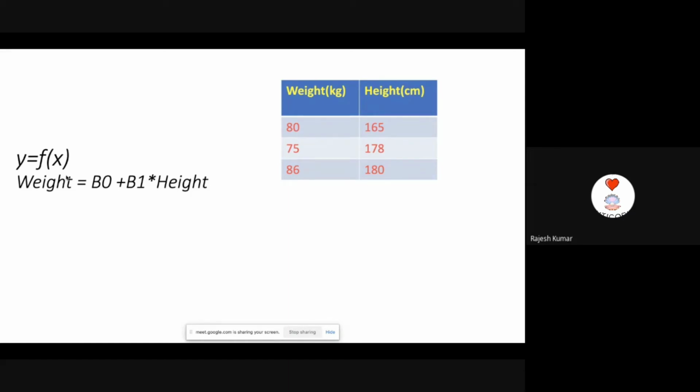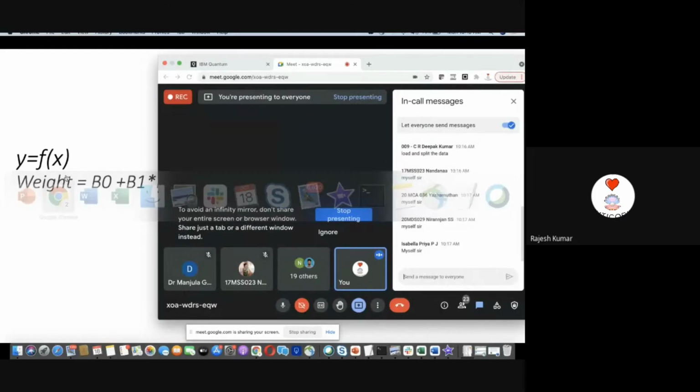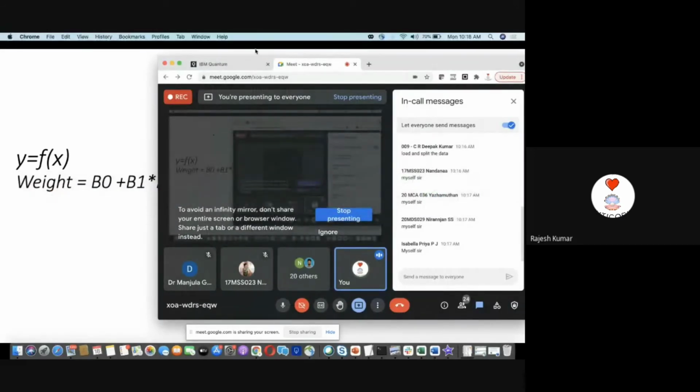So there is an equation given, y is equal to f of x, and there's a data set available, weight and height, and a simple linear equation is given. Weight is equal to b0 plus b1 into height. b0 and b1 are coefficients. Now with this data, I'm asking you to find the coefficients b0 and b1. I will give you 10 seconds. Take this data, fit it into this algorithm, and get me the values of b0 and b1. Your time starts now. Hope this equation is visible.